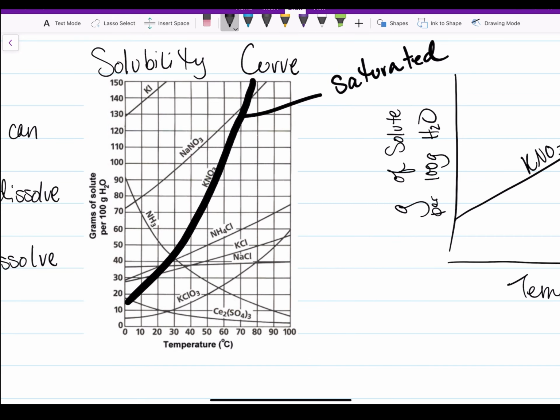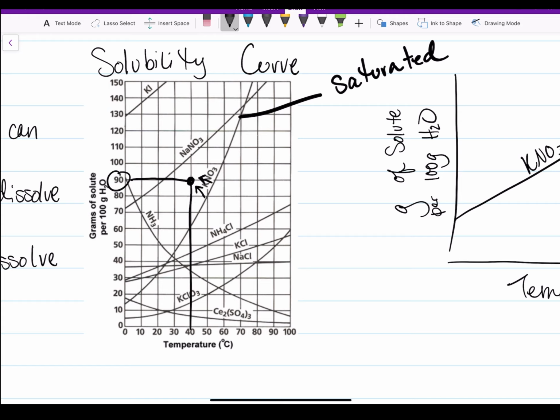So we could get coordinates from here, just like we could from a regular graph in math, and we could say, okay, right here, at this point, if we have a solution that is 50 degrees Celsius and 100 grams of water, it could dissolve 80 grams of KNO3, and it would be the perfect maximum amount that we could dissolve. That's how we would read that line. Now, let's say we had another point. Let's say we were looking at this point here, which is 40 degrees Celsius and 90 grams of solute. This is to the left of the line. So this point is to the left of that line.